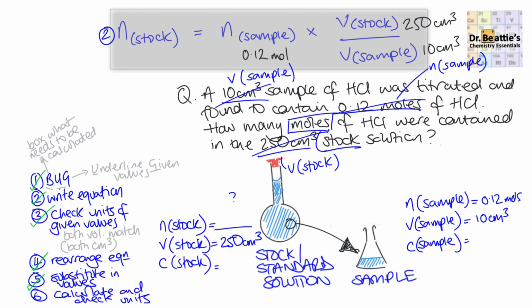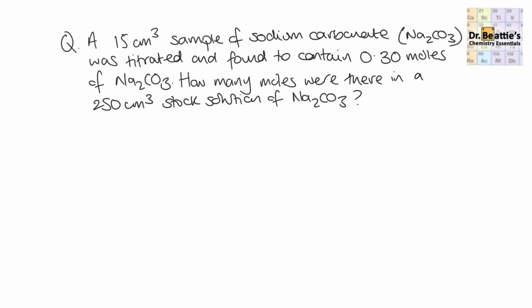And then all that remains is to use the equation and calculate it to get the number of moles in our stock solution. So 250 divided by 10 is 25. We're going to times that by 0.12. And so the number of moles in our actual stock solution here was 3 moles. This is really useful whenever you do quantitative analysis, such as a titration on a sample, to then work backwards to work out how many moles were actually in the solution that you were actually analysing.